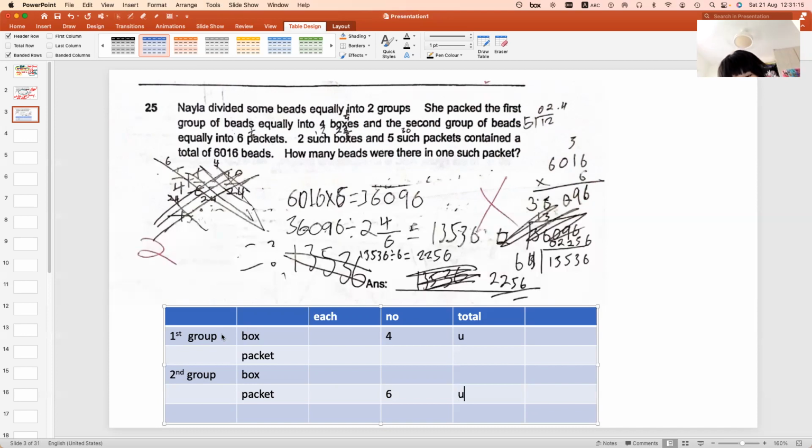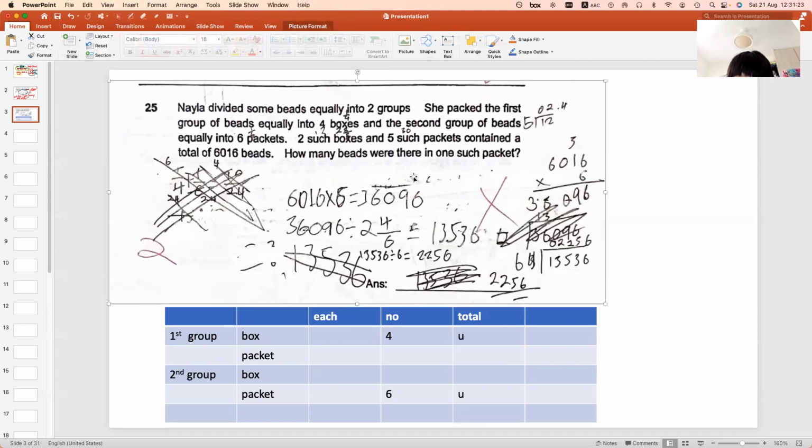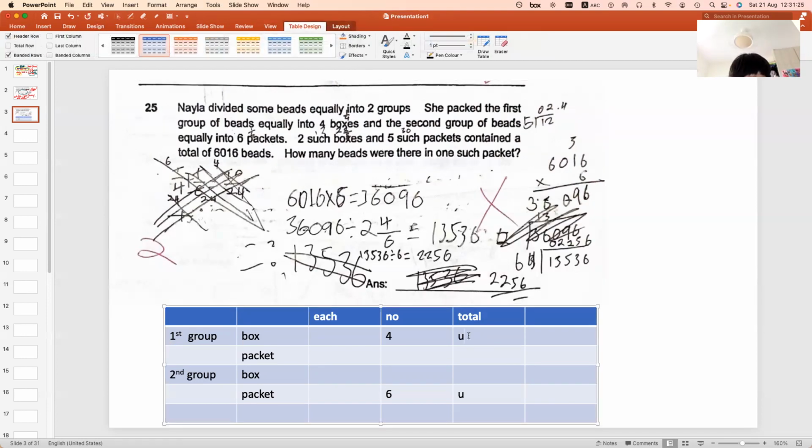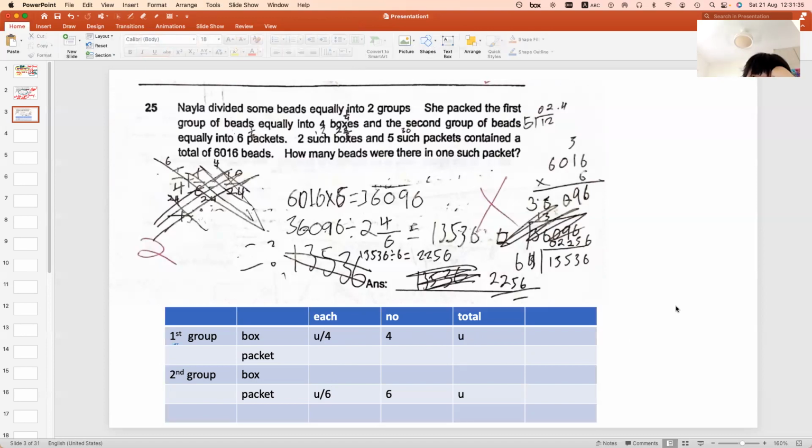That is because they say the first group and the second group, right? They have the equal number of bits, because equally into two groups. So U is the total. So you have number of boxes. So each box is U over 4. This is U over 6. Okay. And by the way, if you use this method, I think your answer is not so nice.